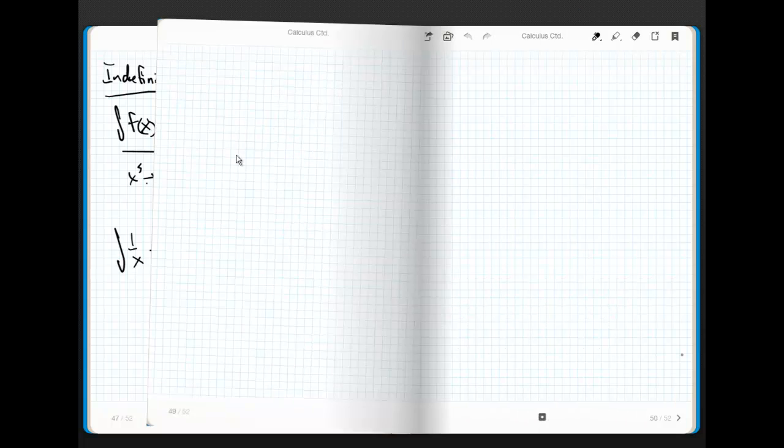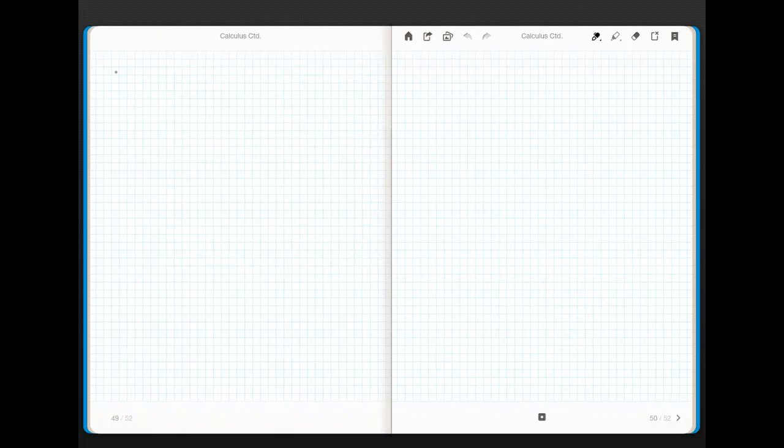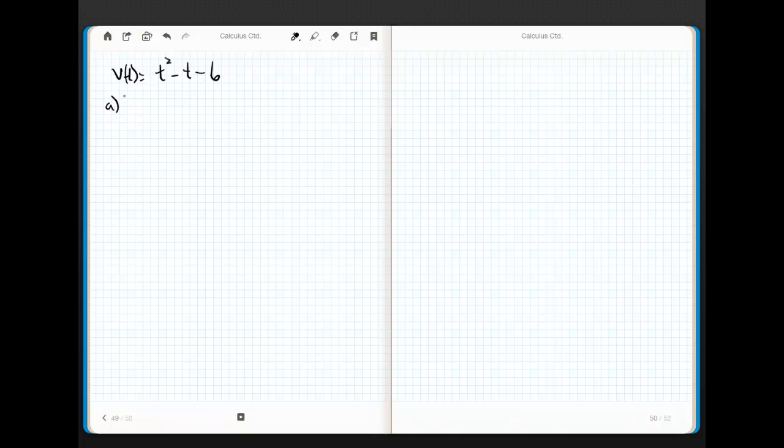Let me write up a problem with it. All right, suppose that v of t equals t squared minus t minus 6. Now, I want to know that this velocity describes the behavior of a particle. And let's say that we're interested in figuring out what happens between, say, t equals 1 and t equals 4. So this is on the interval from t equals 1 to t equals 4.